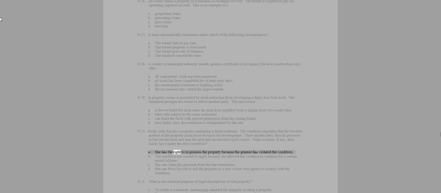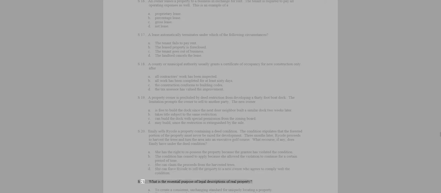A. She has the right to repossess the property because the grantee has violated the condition. B. The condition has ceased to apply because she allowed the violation to continue for a certain period of time. C. She can claim the proceeds from the harvested trees. D. She can force Nicole to sell the property to a new owner who agrees to comply with the condition.